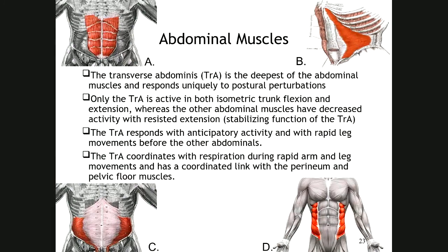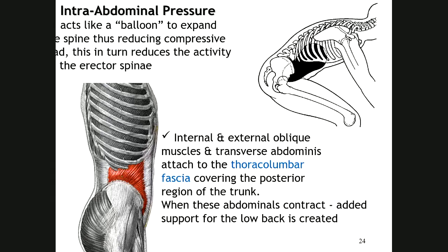Okay, that takes us to the next slide, where we talk about intra-abdominal pressure. This intra-abdominal pressure, like a balloon, expands the spine and therefore reduces the compressive load that is being put on the spine. So it helps out the erector spinae by reducing the activity that is needed by the erector spinae. They all work in conjunction, which is why I gave you the illustration of having a bucket and trying to protect the water inside the bucket. Just replace the water with the spine. That's what everything around the spine does to protect it.